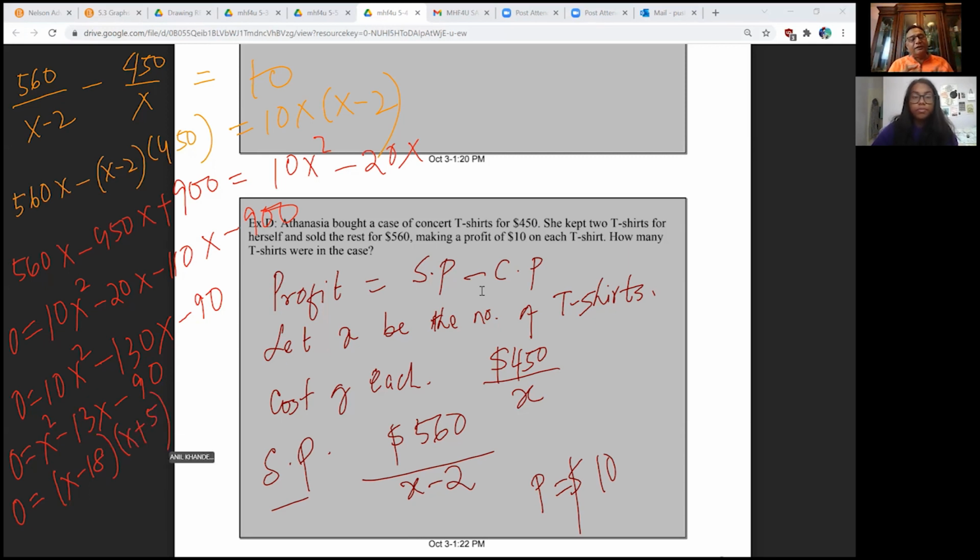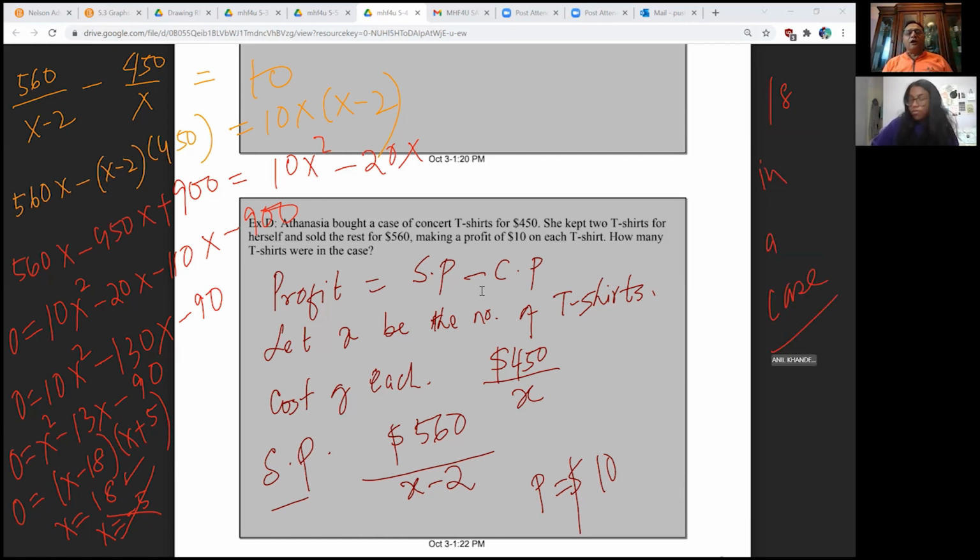Since 90 is 9 times 10, but that does not give us minus 13, we'll try 5 and 18, correct? And 5 and 18 will give us minus 13 if 18 is negative and 5 is positive. And this gives us the value of x as 18, which is a valid answer, but x equals minus 5 is not a valid answer. So we'll disregard that. And therefore, we get that there are 18 t-shirts in a case, right?